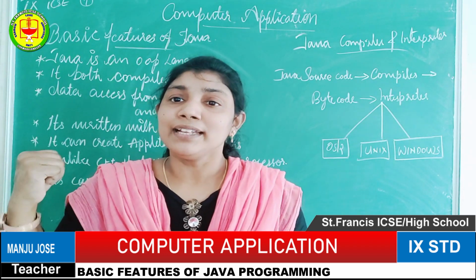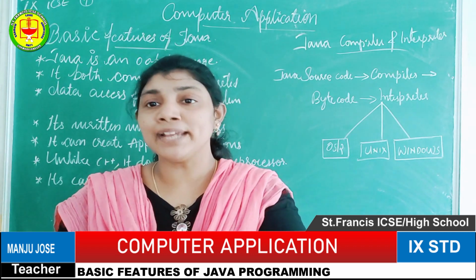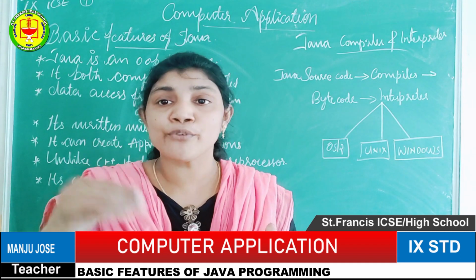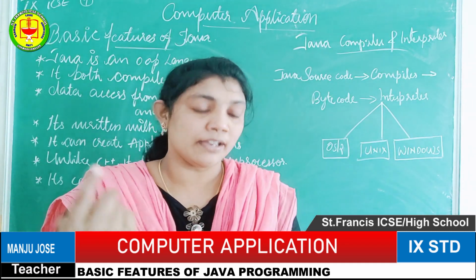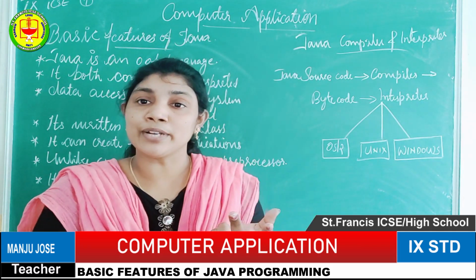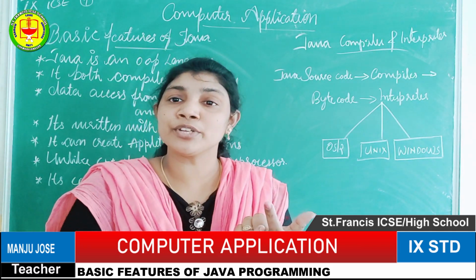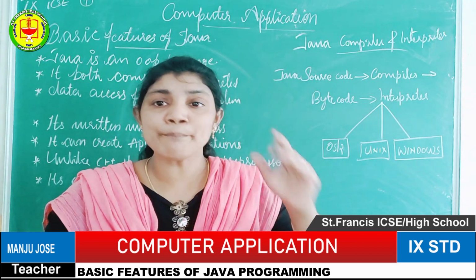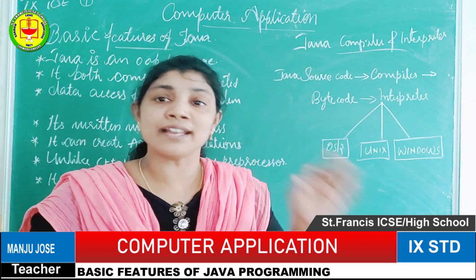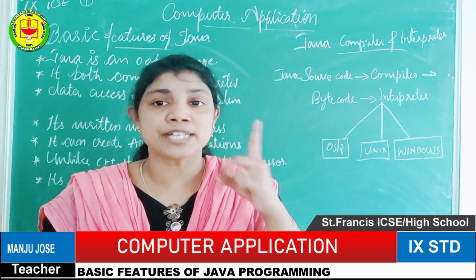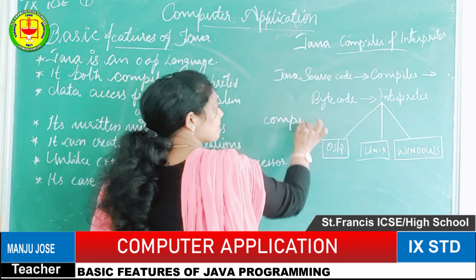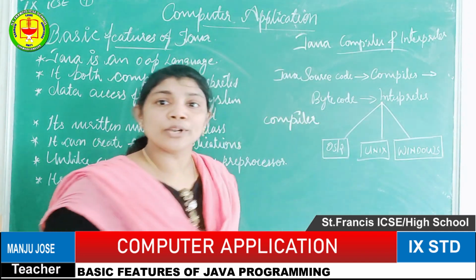Then why does Java use both compiler and interpreter together? Compared with Java, many other object-oriented programming languages exist, like C++, Visual Basic, or C#. These are some examples of object-oriented programming languages. Compared with Java, all these languages use only one language translator at a time, which is called a compiler.